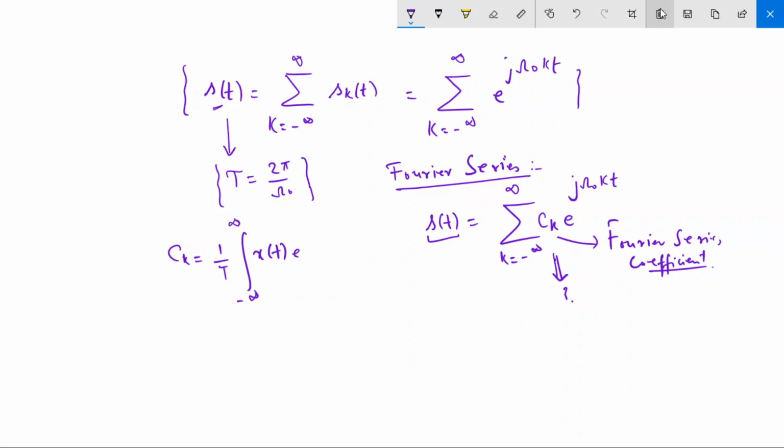X(t) e raised to power minus j omega naught kt dt. This is equation number 2. This is equation number 1. This is the Fourier series. This is called the inverse Fourier series.